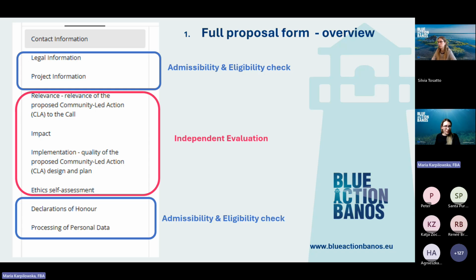Then relevance, impact, and implementation are independent evaluation criteria. So whatever you put in those sections of the full proposal form will be very important information for the evaluators, for independent evaluators. There's a 4th section you can see in this red pinkish box. This is ethics self-assessment. This section will also be reviewed by independent evaluators. However, this section will not be scored. This is not a scored criterion.